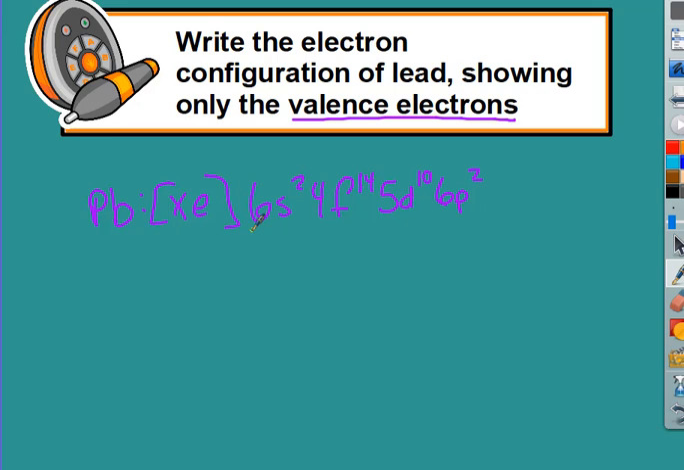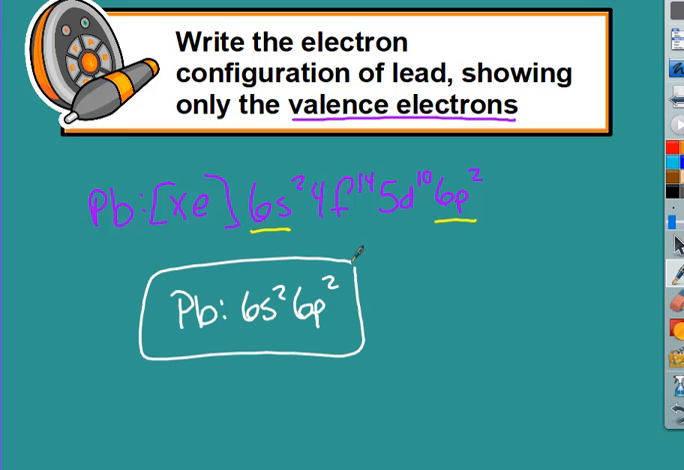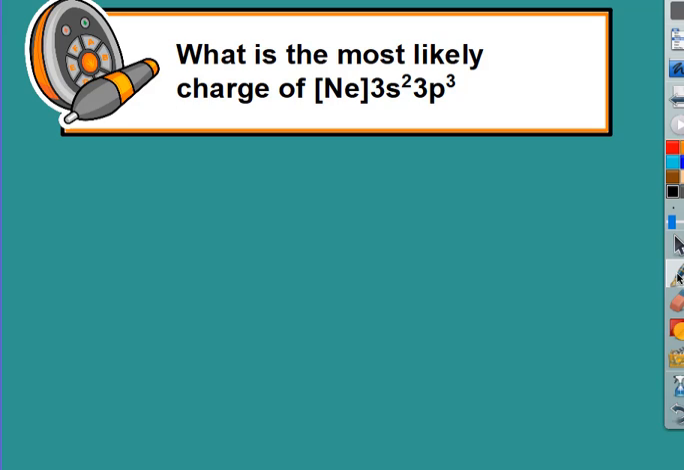So your valence electrons are your outer electrons. Those are the ones that you would be losing if it lost electrons. Rewriting it, showing only your valence electrons, would look like so. Notice I don't have my noble gas in it because this is not a shorthand configuration. It's just showing its valence electrons. Its valence electrons are in the 6s and the 6p. Go ahead and pause the video and figure out what the most likely charge of that electron configuration is.